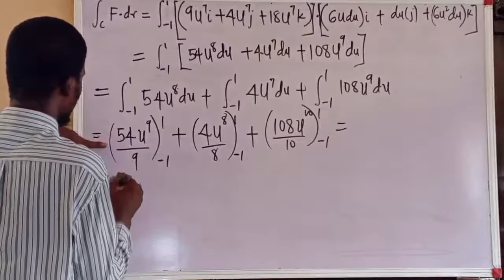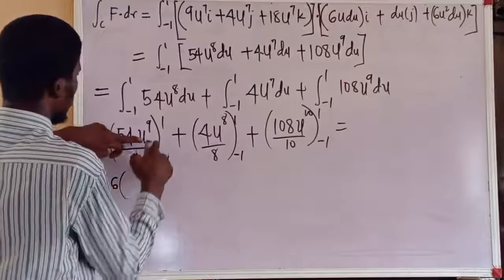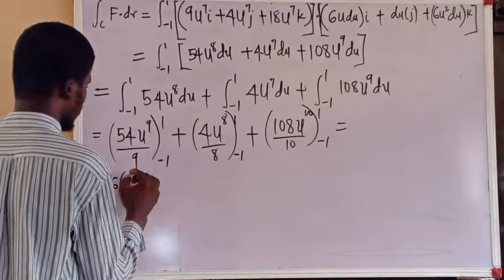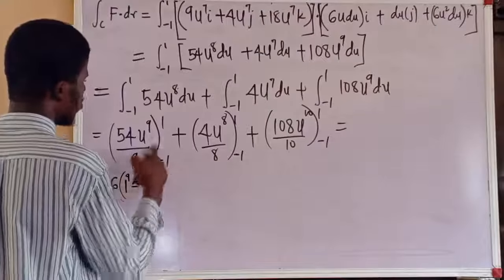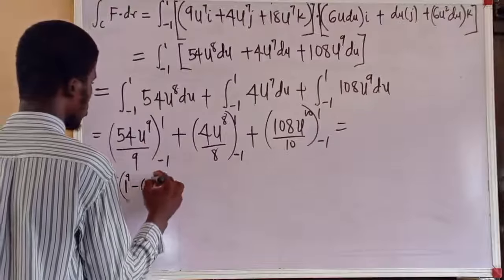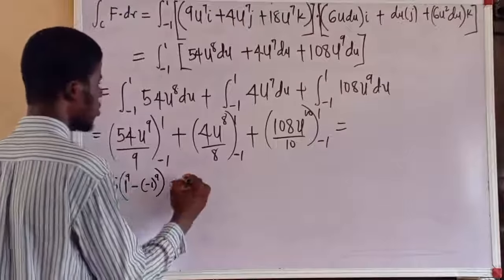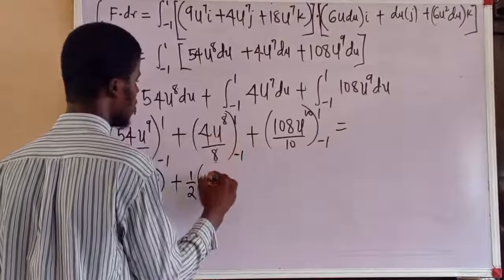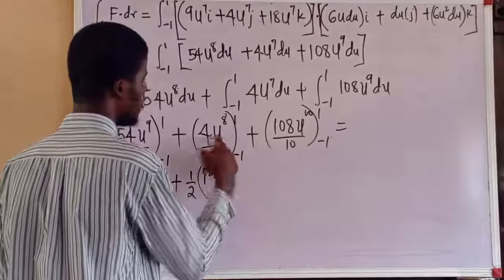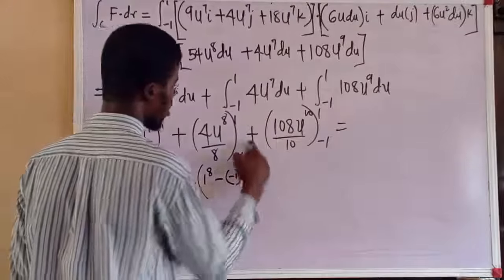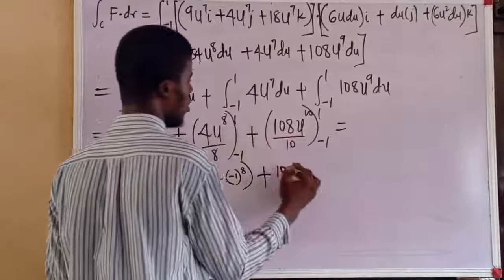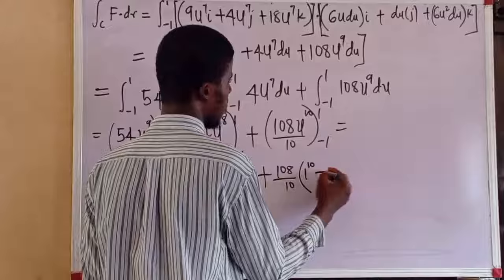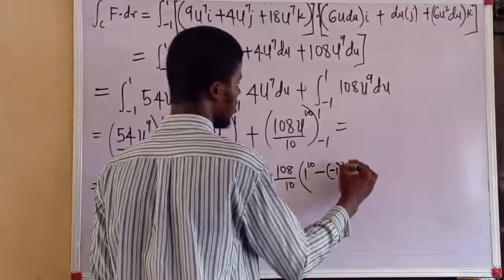54 over 9 is 6. So 6 comes out, we plug in the upper limit, that's 1 raised to the power 9, which is 1. Plug in minus 1 for u. That's minus 1 raised to the power 9. Plus 4 over 8 is 1 over 2. Bring it out. Plug in the upper limit for u. That's 1 raised to the power 8. Minus, plug in the lower limit, minus 1 raised to the power 8. Plus 108 over 10 is a constant. Plug in 1 for u. That's 1 to the power of 10. Minus, plug in minus 1, minus 1 raised to the power 10.